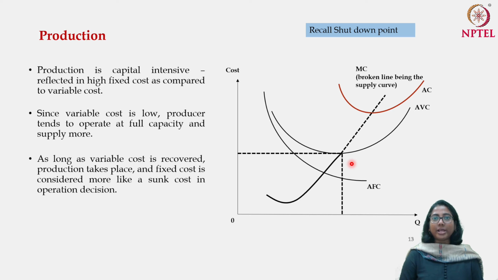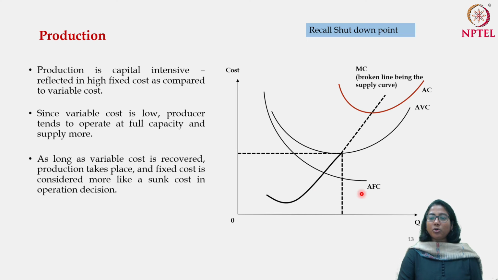As long as you do that, you keep on producing. However, if the price falls below this, then what happens? Then your total revenue is less than the total variable cost. Therefore, you are not able to pay the variable inputs and you have to stop your production. So in case of fossil fuel as well, the producer and the supplier just keeps on producing as long as it can recover the variable cost that it is incurring.